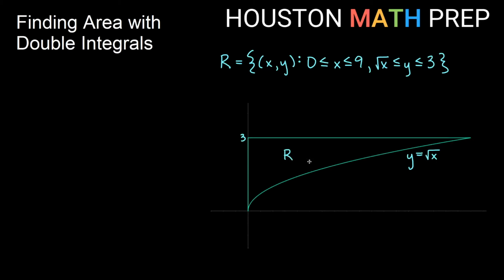Here I've got my region already drawn and my description up here. So my region is the set of all points where x is between 0 and 9 and y is between square root x and 3. Notice that square root x is my lower bound for y this time, and when you look at the region here, you can see that actually y equals square root x, that curve is actually the bottom of our region where before it was the top.